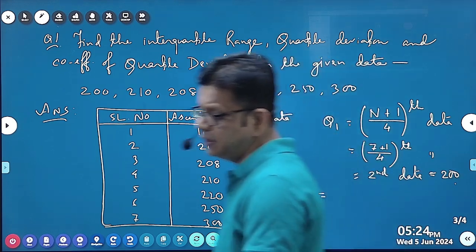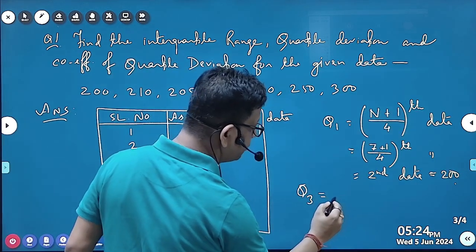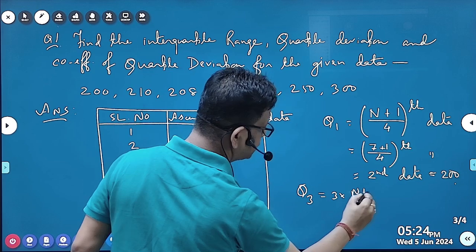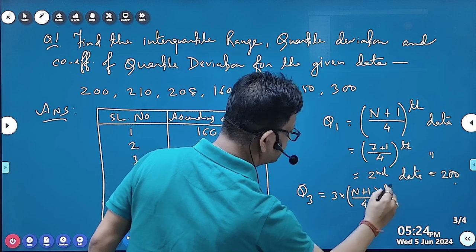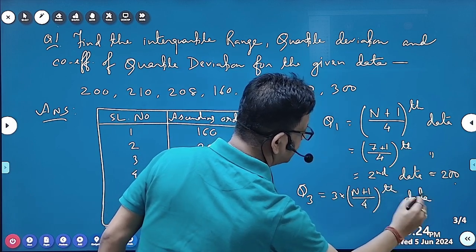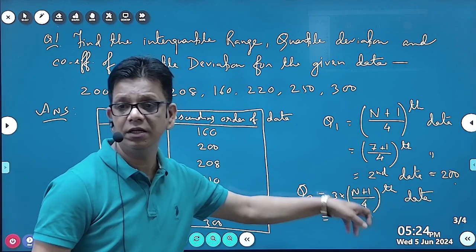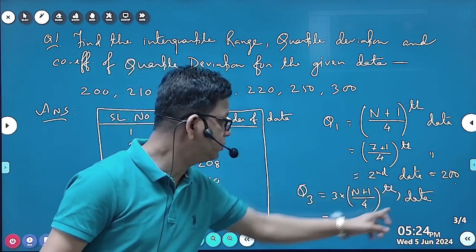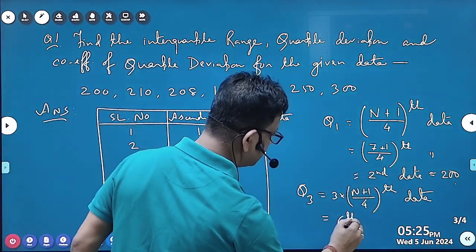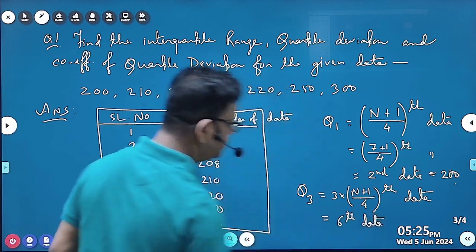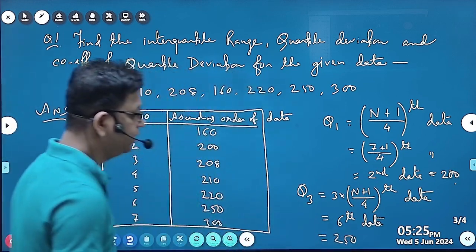Now, the other one is also easy. Whatever you got here, the formula goes like this: 3 into (n plus 1) divided by 4, this observation or this data. Now, when you try to get it, 3 into, this part is already done. Yes or no? So what is that? 2. It was already done, right? So it was 2. So that means 3 into 2, the sixth data. Now the sixth data is 250. So these are quartile 1 and quartile 3, the first quartile and the third quartile.